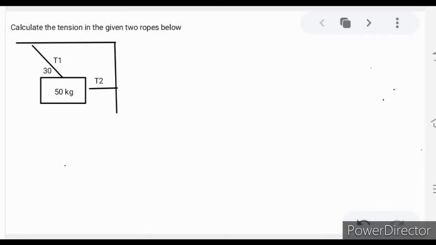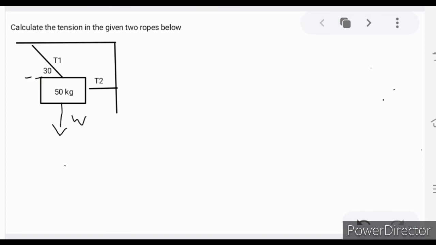Now, let's try another example. Calculate the tension in the given two ropes below. First, analyze the picture. We have two tensions given, T sub 1 and T sub 2. Then T sub 1 includes an angle, which is 30 degrees, and the box has a mass of 50 kilograms.